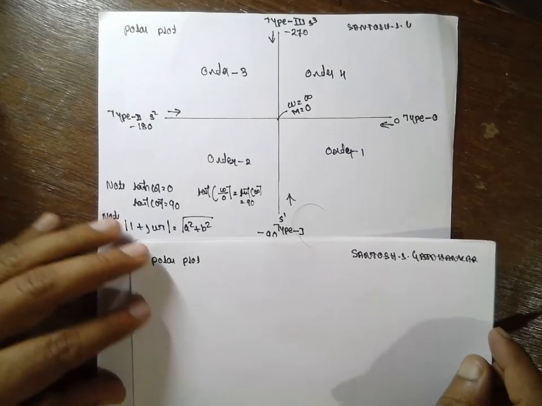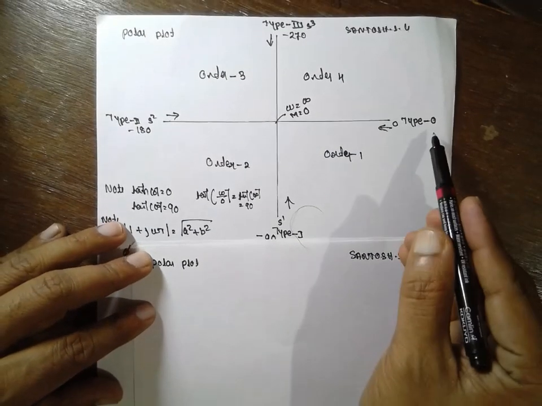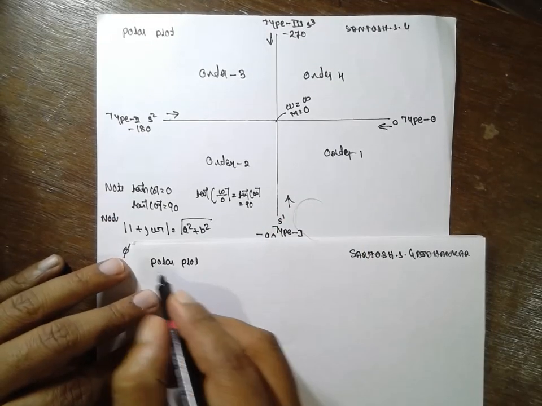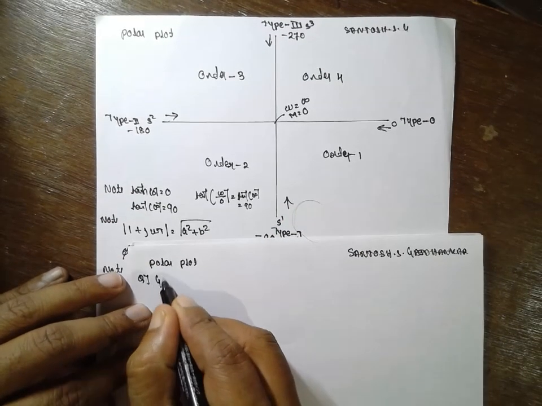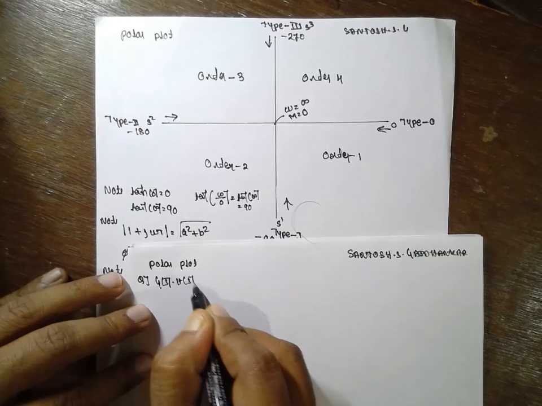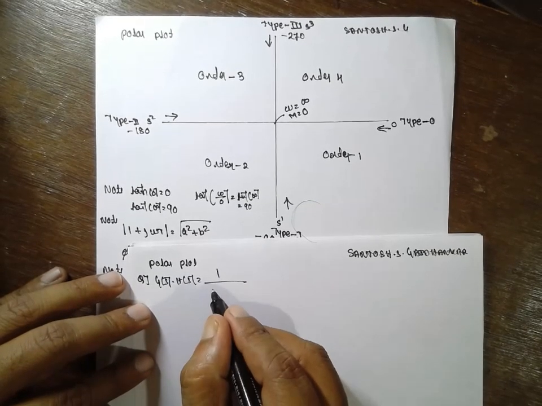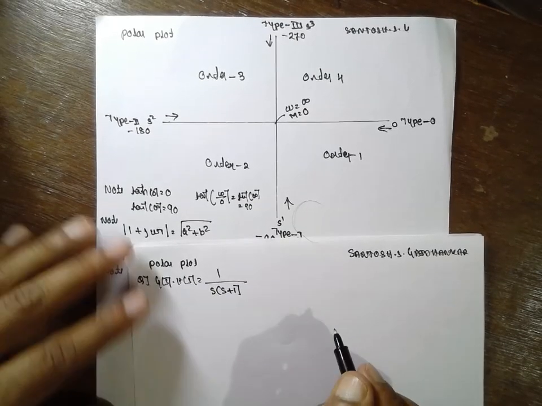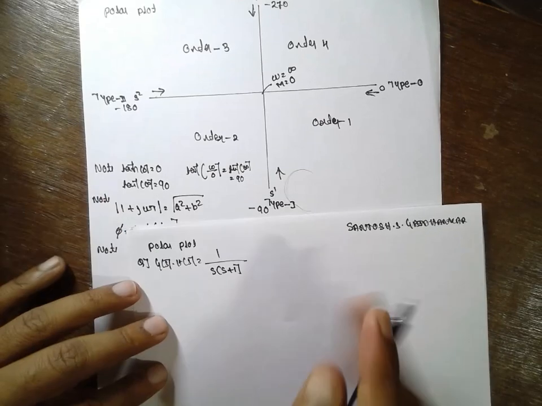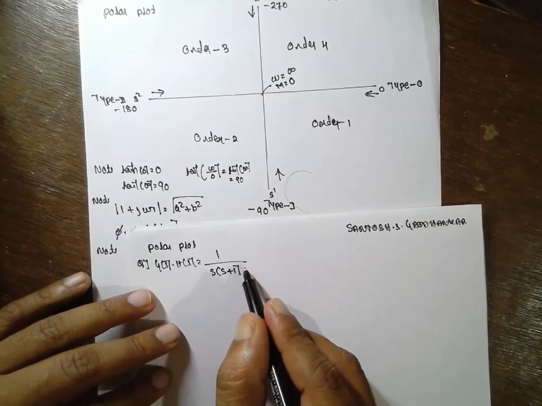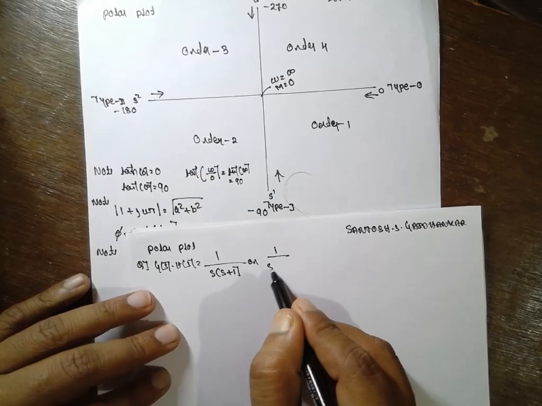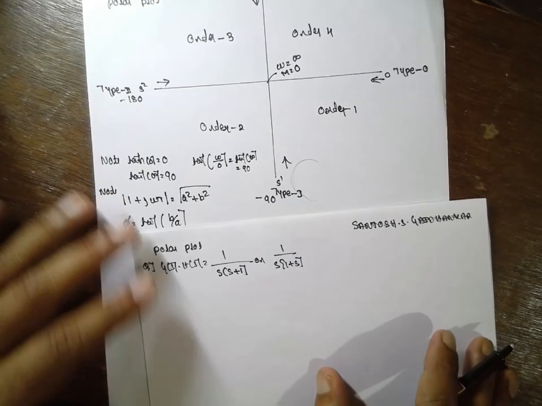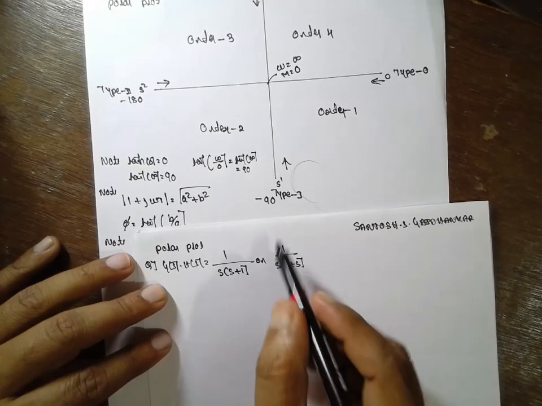Now first, in the first video we solved the type 0 problems. Now we are solving the type 1 problem. For the type 1 problem, first I will consider the question G of S into H of S is equal to 1 divided by S plus 1, or you can consider it this way, 1 divided by S into 1 plus S, one and the same. Now it is a type 1.